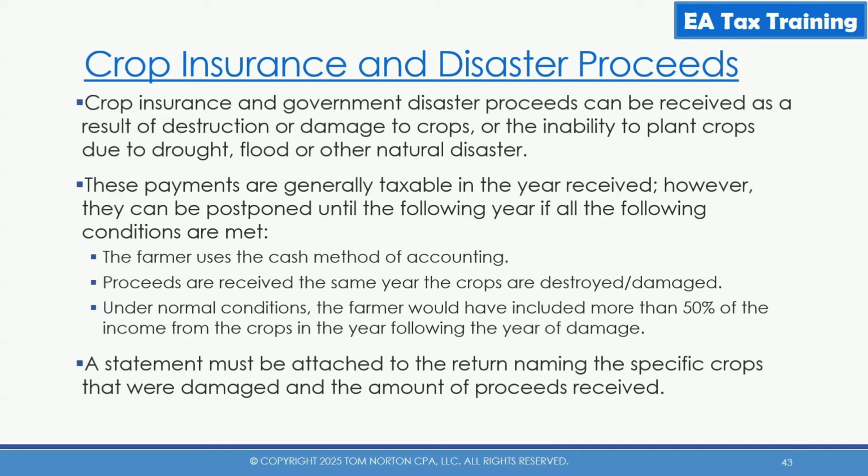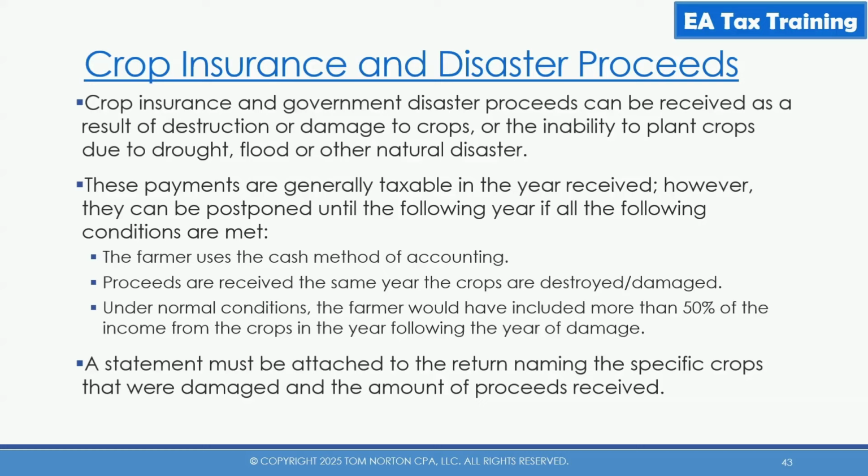But if they receive the payments in the same year, let's say the problem happens in the spring, there's a big flood in the spring that causes them to lose their crops. And then over the summer, they collect their payments from insurance or from the government. Then they may be eligible to postpone recognizing those payments until the following year. But they do have to meet this last condition as well.